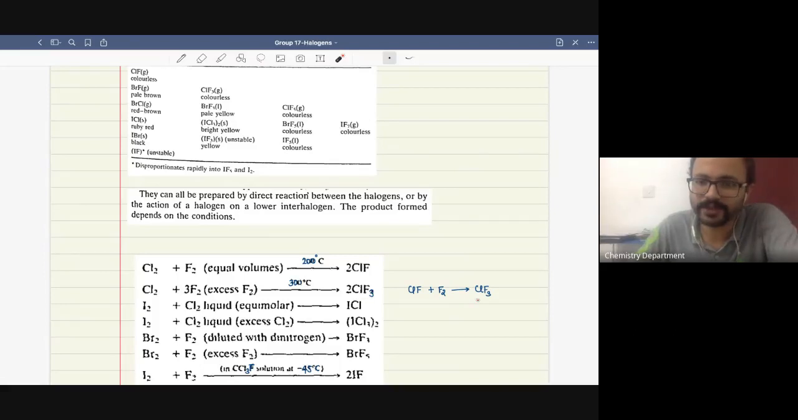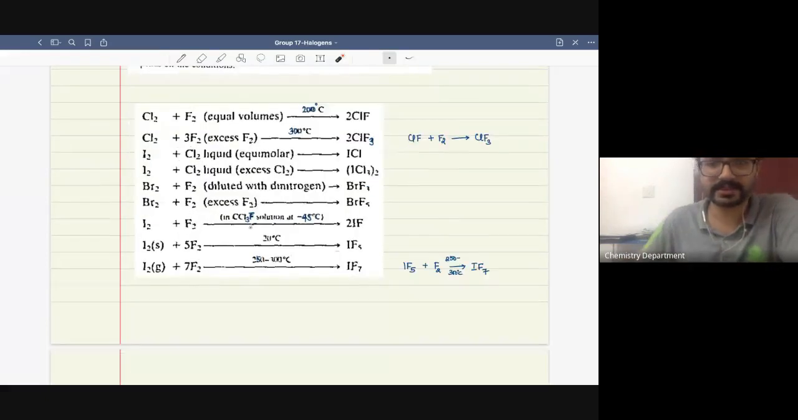Now this trifluoride can also be synthesized by treating a halogen with a lower interhalogen. The lower interhalogen is ClF. By reacting them, you can make a higher interhalogen compound. In all these reactions, two different halogens, or a halogen and an interhalogen, are reacted to give the interhalogen compounds.